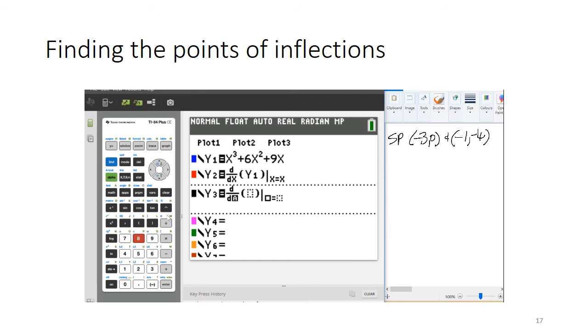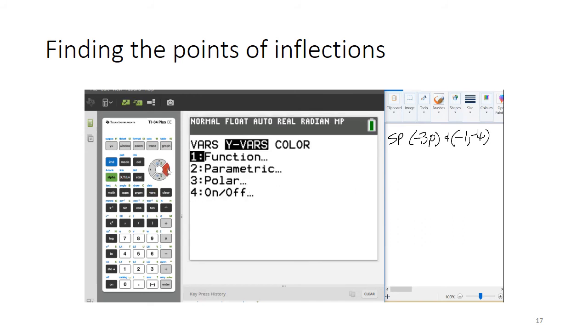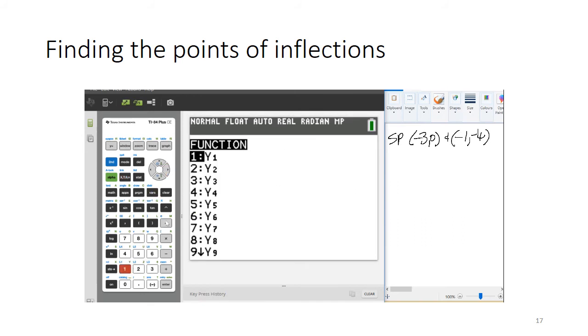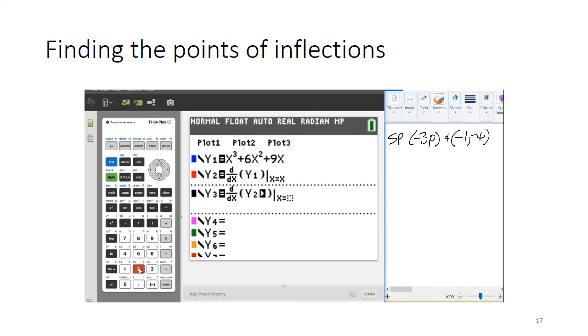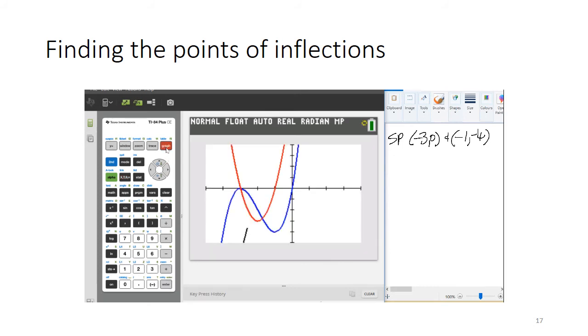So number 8. I'm going to be differentiating with respect to x. This time I want to differentiate y2. So I go to vars, y vars, function, and y2. And I also type in x here, which I'm going to go graph, and then I should be able to see the second derivative function. Okay, so the black line is the second derivative function.